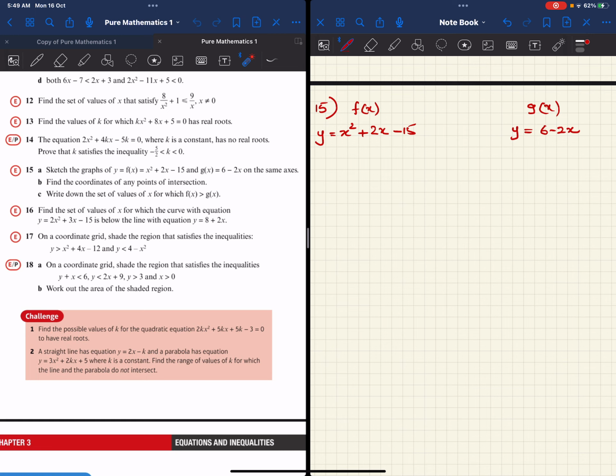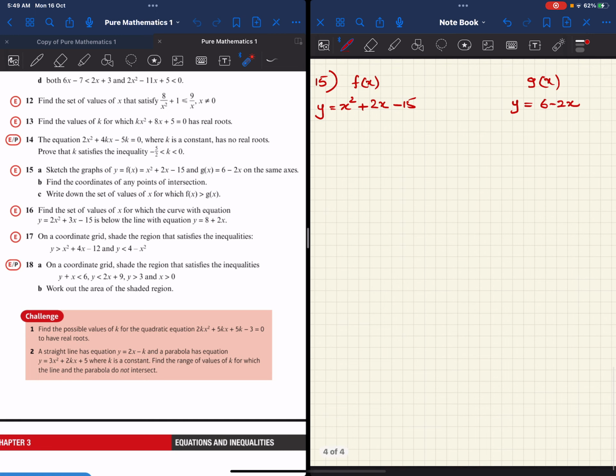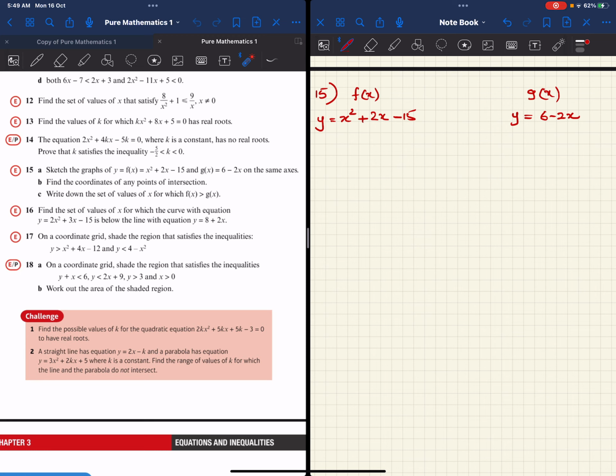Since I have to find the coordinates of the point of intersection, the first thing that I can do is to solve them simultaneously. Since I have y is equal to here and y is equal to there, I can equate both of these, since both of them are equal to y, and hence they will be solved simultaneously.